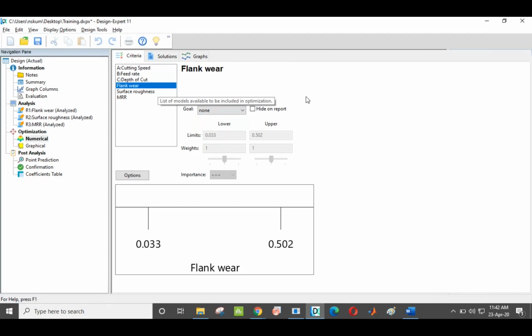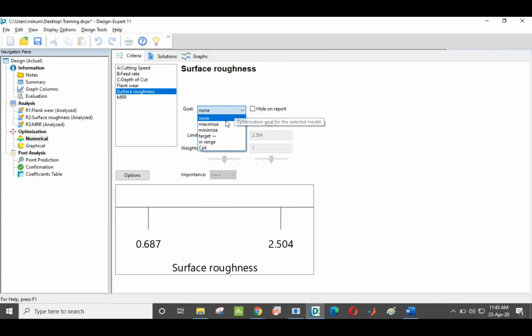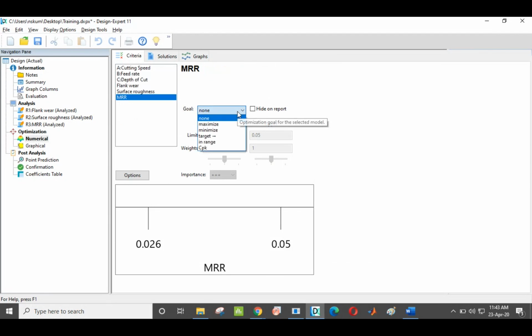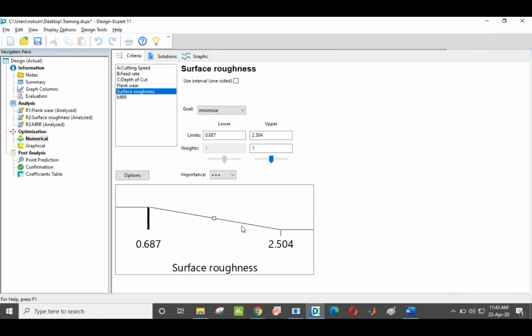But flank wear, what is my goal? The flank wear should be as minimum as possible. So it is minimization. So my objective is minimization. Here you can see the curve. It is the steepest descent. Now surface roughness, the goal is minimization, and MRR, the goal is maximization. Here you can see increasing surface roughness in this manner. It's a reverse manner.